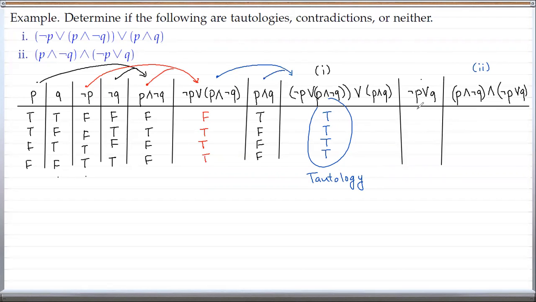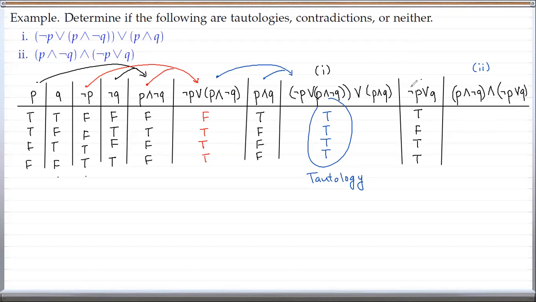True or false is true. False or false is false. True or true is true. And false or true is true. And finally, we can calculate this column, the column for the second part, the second expression.